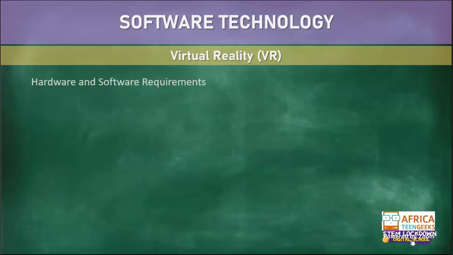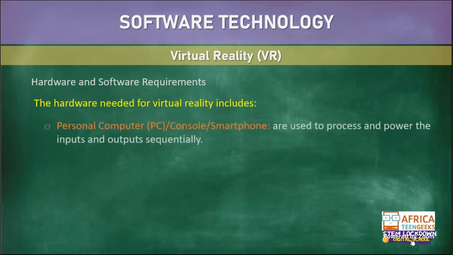What hardware is needed and what software is needed for this to work? Number one, the hardware that is needed: you require computing devices such as a PC, a console that is for games, and a smartphone. So these are used to process and power the inputs and outputs sequentially.